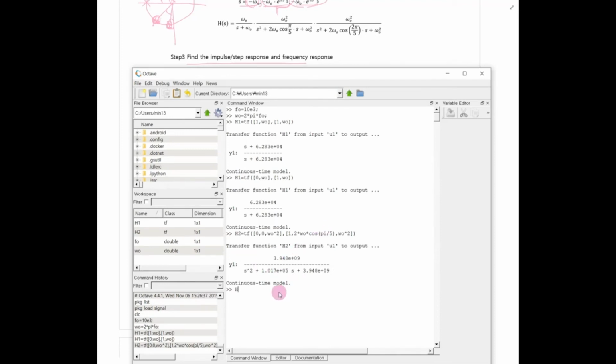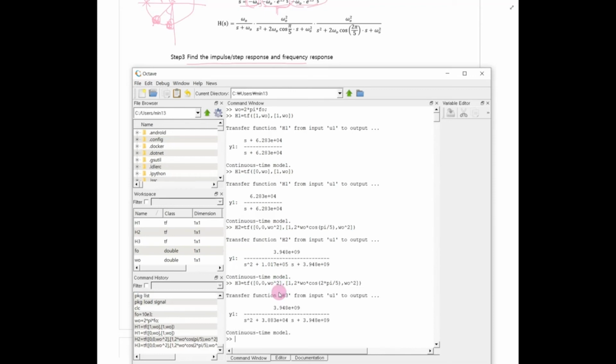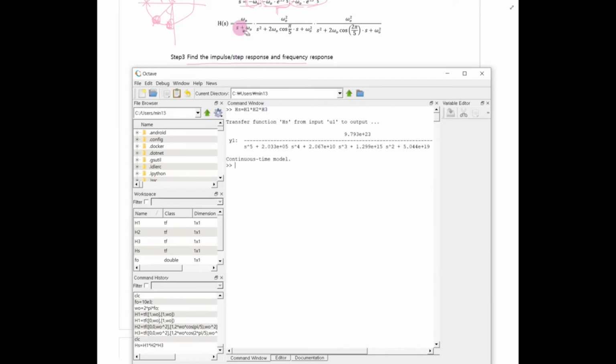And the last one is in the same way, a transfer function whose numerator is 0, 0 and omega 0 square, and the denominator is 1, 2 times omega 0 times cosine, at this moment 2 times pi over 5, and the last one is omega 0 square. Okay, I defined the 3 different transfer functions, but HS is the product of all of these. So I need h1 times h2 times h3. Then this is this function.